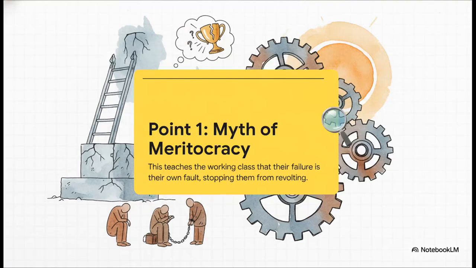Okay, for our first 2 marks, we identify the criticism. Education promotes a myth of meritocracy. Then we explain it. How does it do that? Well, by teaching working-class kids to blame themselves when they fail instead of blaming an unequal system. It stops them from challenging the status quo. Identify, explain. 2 marks, done.